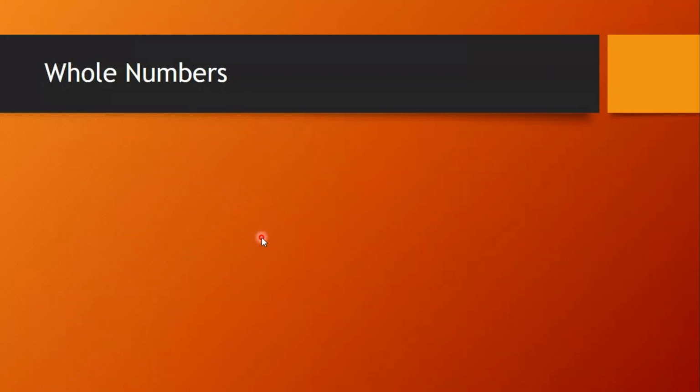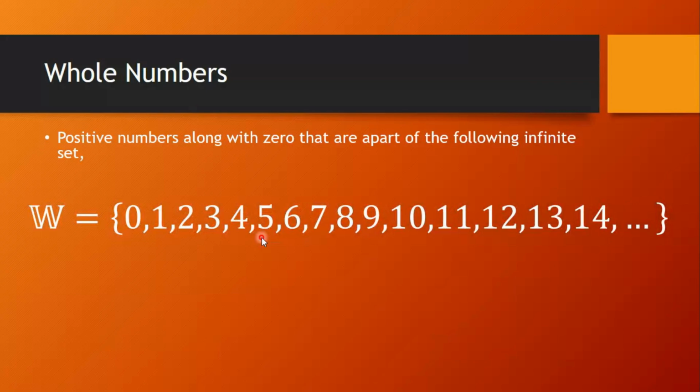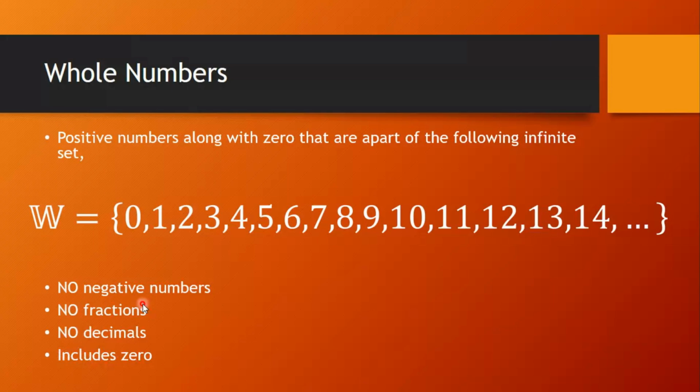Our next type of numbers that we'll be considering would be the whole numbers. The difference between the whole numbers and the natural numbers is that the whole numbers include 0, whereas the natural numbers do not include 0. So whole numbers are basically your natural numbers with the inclusion of 0, right? So positive numbers along with 0 that are part of the following infinite set are called whole numbers. Notice that our whole numbers do not include negative numbers. They do not include any fractions and no decimals, but they do include 0.